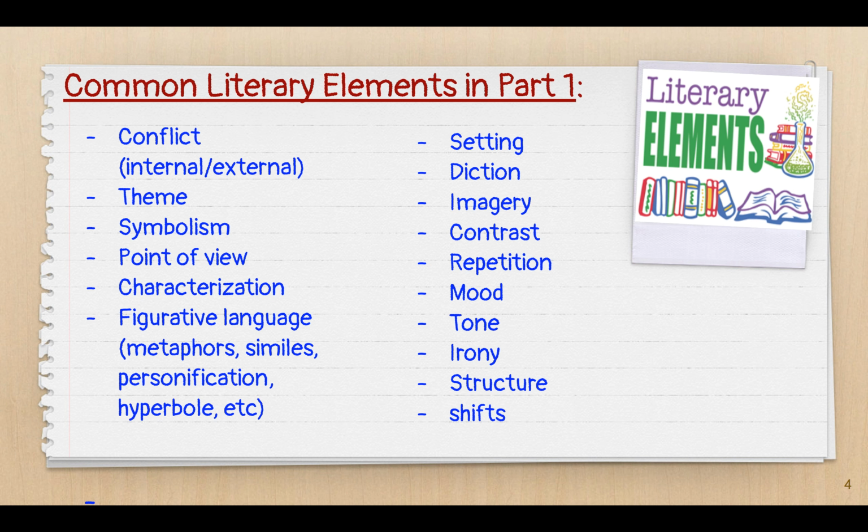So again, looking over many Regents exams over many years, I was just looking to see which literary elements, which literary terms come up most in the questions. So these are the ones that I tend to see come up the most. Conflict, both internal and external conflict. There are many questions based on theme, symbolism, point of view, characterization, figurative language. There are questions about metaphors, similes, personification, hyperbole, setting, diction, imagery, contrast, repetition, mood, tone, irony, structure, and shifts.